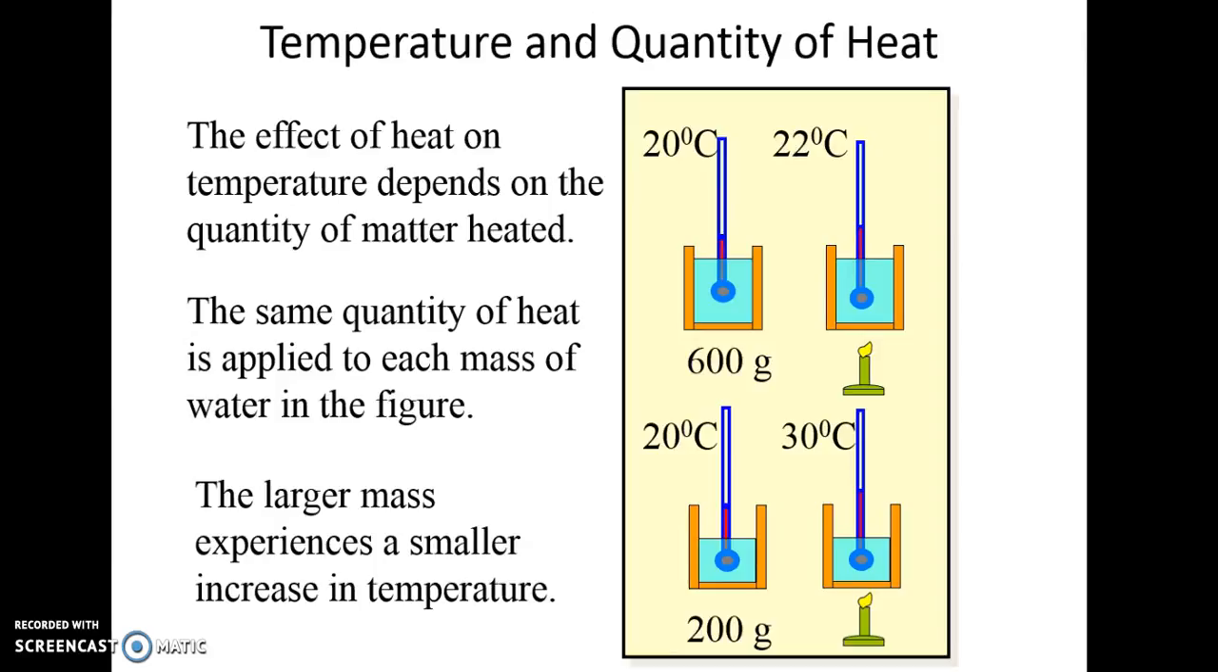So the effect of heat on temperature depends on the quantity of matter heated. The same quantity of heat is applied to each mass of water in the figure. The larger mass experiences a smaller increase in temperature. So basically, if we have a larger mass, it's going to take more heat in order to heat it up.